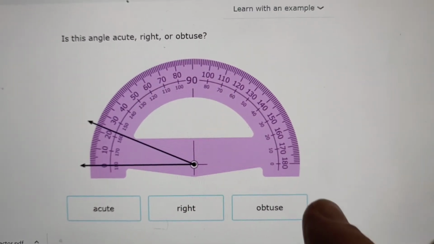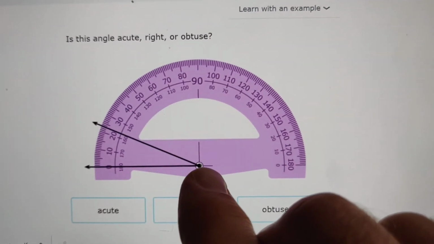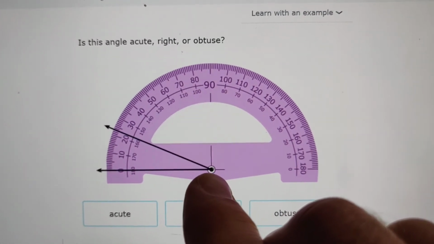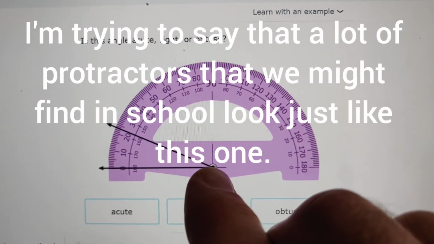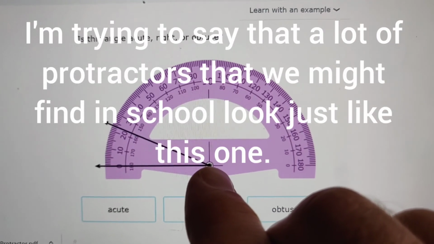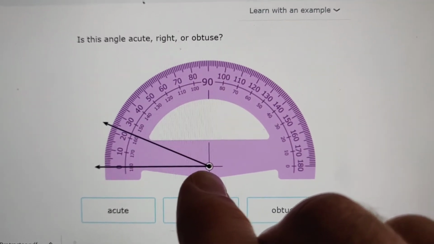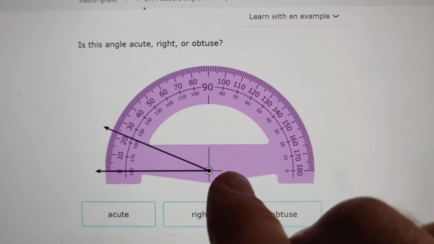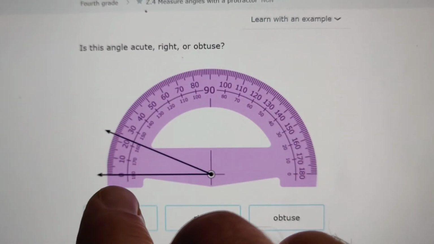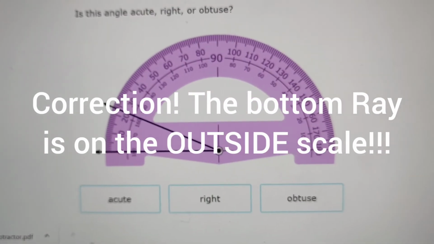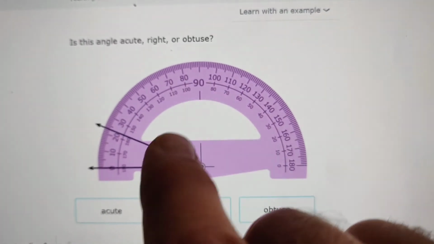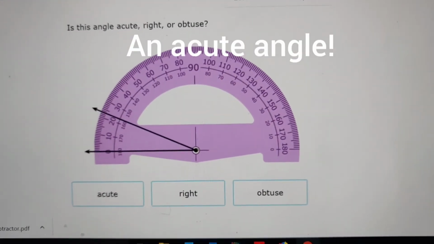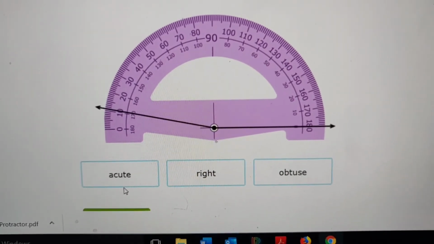Just notice on this protractor that you line the vertex up inside the little hole. That's what a lot of protractors look like. And so notice we have the bottom ray on the inside scale, and if it were a right angle it would go straight up to 90 degrees. So this is, sorry, that last one was acute.